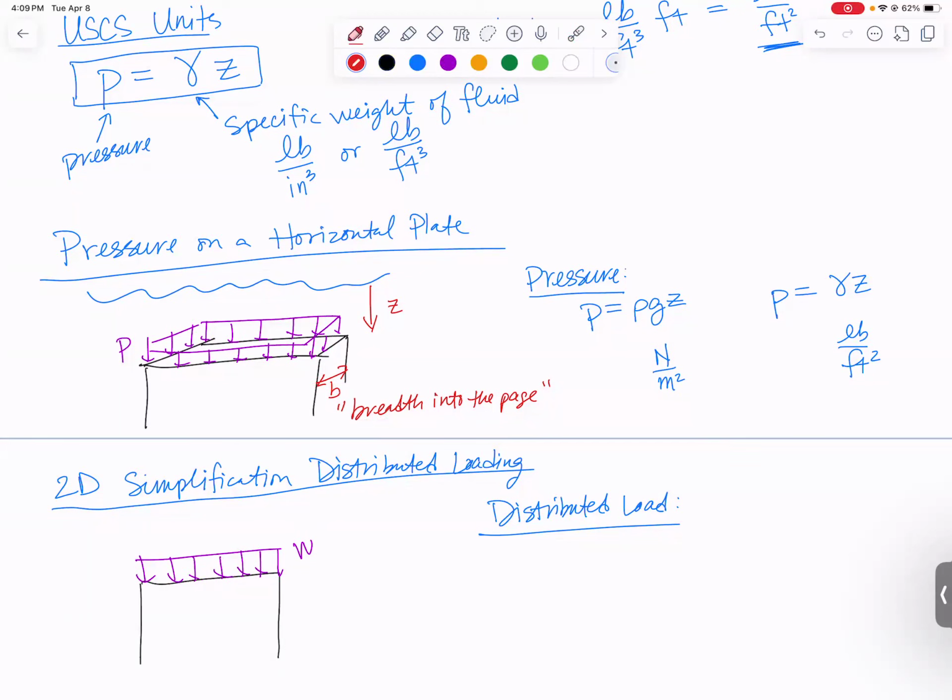So if you know that into-the-page distance, then you can now calculate the distributed load, which is going to be pressure, which is rho g z, times B. Or in your other units, it would be gamma z times B. And that's it. And now what are the units going to be? They're going to be newtons per meter or pounds per foot. Those are going to be our units once we've converted our pressure to a distributed load.